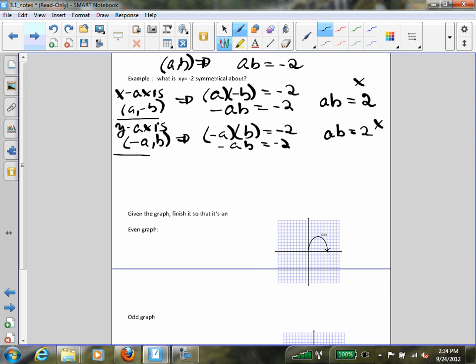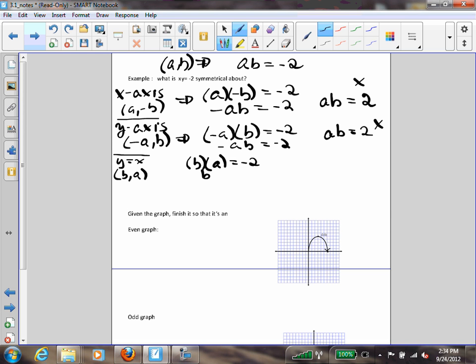Okay, what's my next one that I have to try? Okay, the line y equals x. If I try the line y equals x, then I'm doing (B, A). So I'm going to do B times A equals negative 2. So BA equals negative 2. Does that work? Sure, because isn't BA equals negative 2 the same thing as AB equals negative 2?